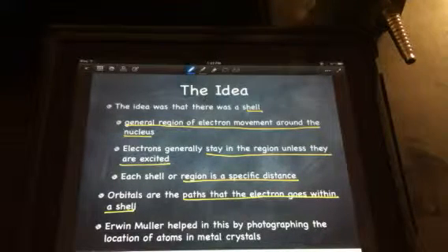When you take the Bunsen burner and you light the popsicle stick, you're going to excite the electrons. And we'll use a diffraction grating to break up the light that those electrons emit so we can figure out what we're dealing with. Okay, and each shell is a specific region or specific distance, and this all relates to the periodic table. And orbitals are places where electrons go within the shell. And all this came because of evidence like what Erwin Mueller produced and others.